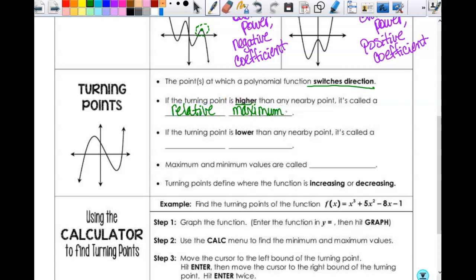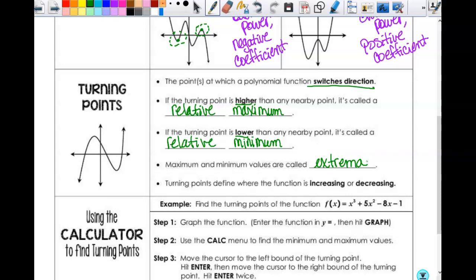Okay. If the turning point is lower, like this one, than the ones in its neighborhood, then it is called a relative minimum. So as somebody stated earlier, that means we could have an infinite amount of relative max and mins, yes, but you can only have one absolute max or absolute min. Okay. All right, so maximum and minimum values are called extrema, and extrema are a type of critical point.